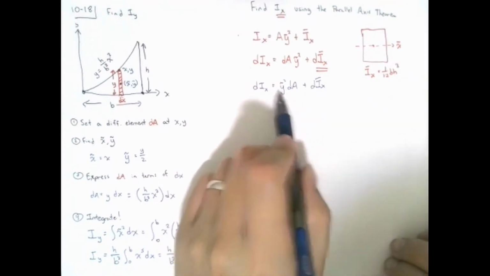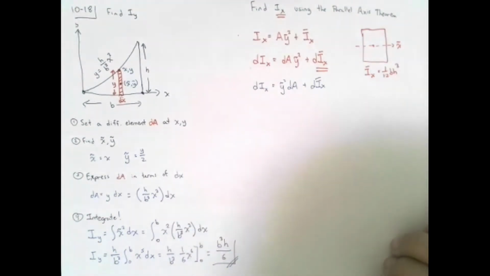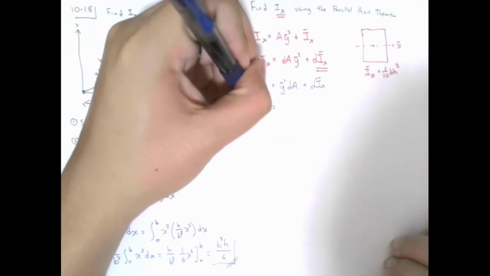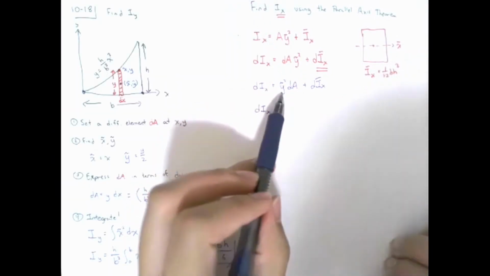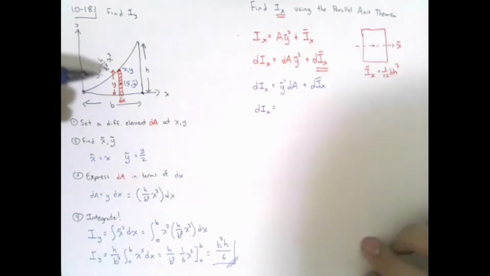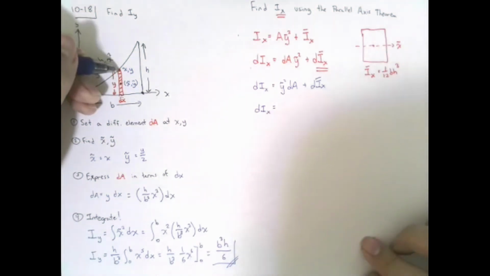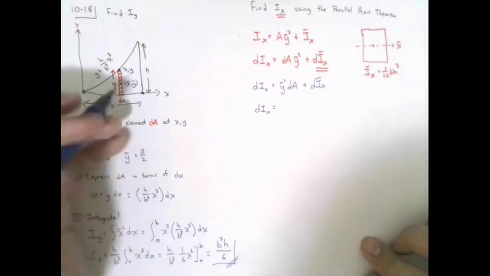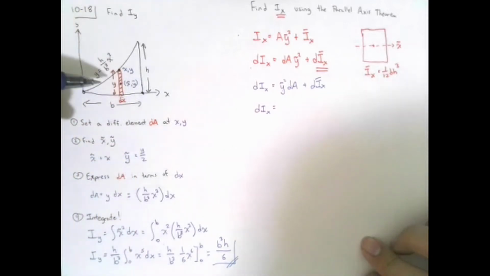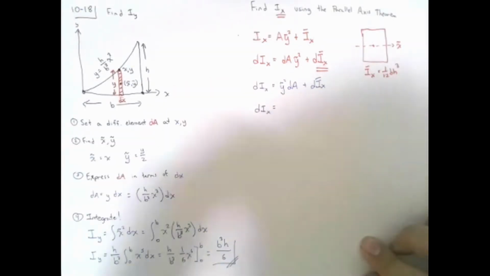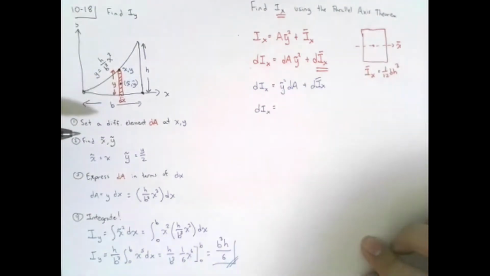I like to have my differential terms at the end, always at the right. So what do we have? Starting from left to right, we get y squiggly. Now, remember this differential element was placed at an arbitrary point x, y in the curve, and y squiggly is the y distance to the centroid of that element.